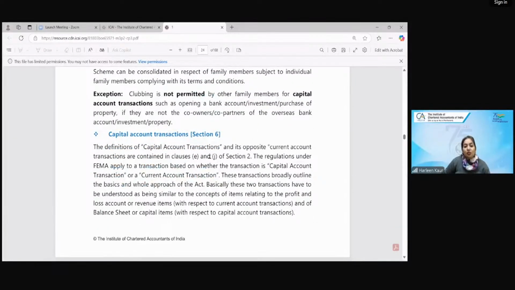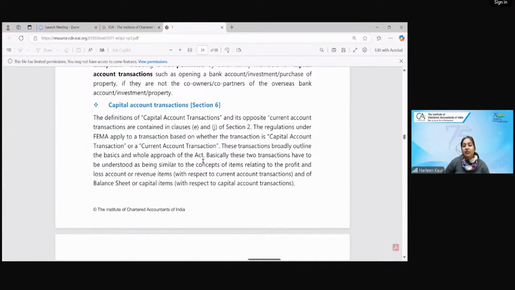Now let's move to the last topic of today's discussion, that is capital account transactions, and its opposite, current account transactions, contained in clauses (e) and (j) of section 2. We have already discussed what capital account transactions are. Broadly, the concept is the same as we have understood. Current account relates to profit and loss, revenue items. Do you agree with this? And if you're affecting the balance sheet and capital items, they are capital account transactions.